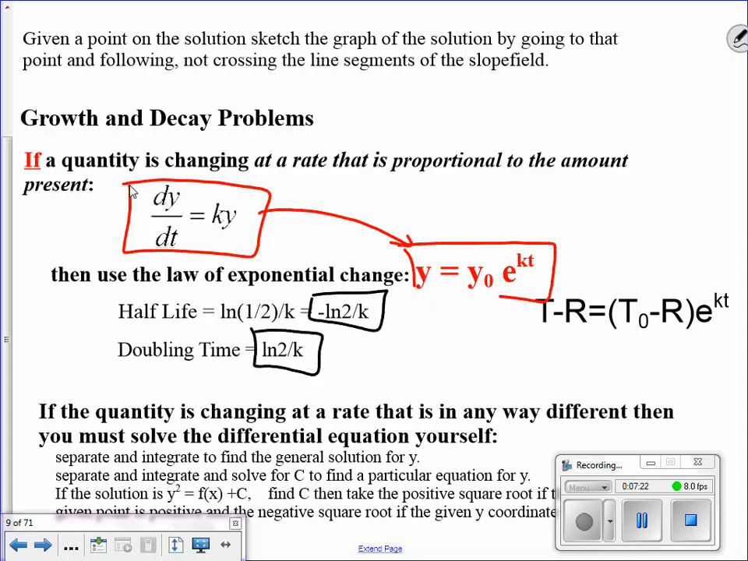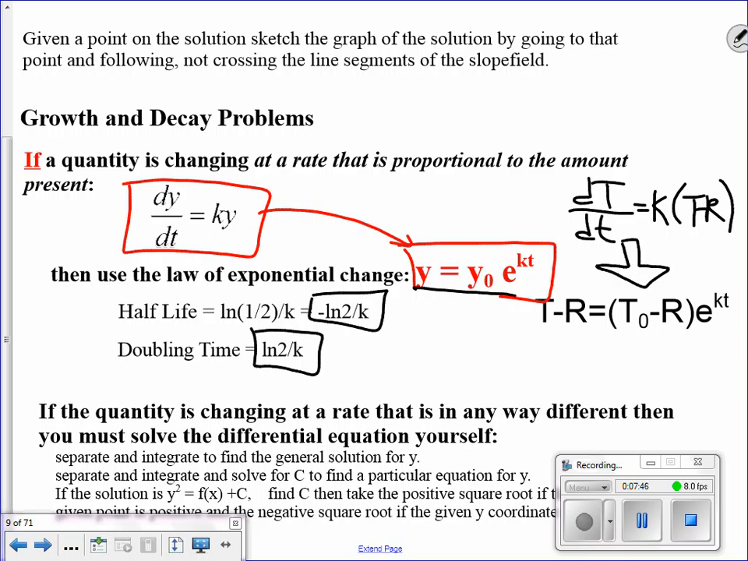And related to this, the law of exponential change, Newton noticed that the rate at which the temperature changes, dT/dt, is proportional to the difference between the temperature of an object and the room temperature. And from that, we get Newton's law of cooling. That's what you used on today's quiz that you handed in. So it's not hard to memorize Newton's law of cooling if you know this. Right? Yes.